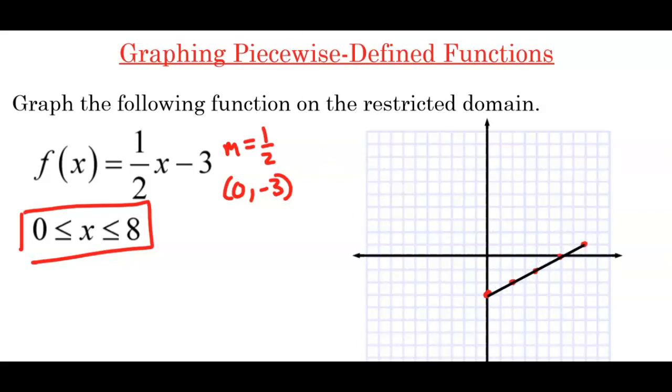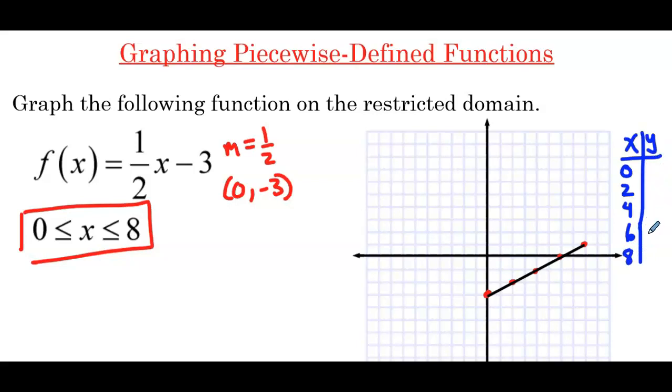So there we have the graph of our function, f of x equals 1/2 x minus 3, on the restricted domain, 0 is less than or equal to x, which is less than or equal to 8. Now, if we wanted to, we could have created a table of values. And we would have started at 0. And we want to choose wisely because the slope is 1/2, so we want our inputs to be divisible by 2. So we could have said then 2, 4, 6, and 8.